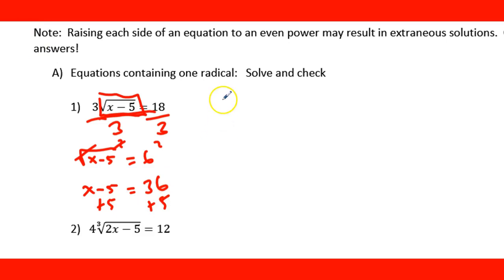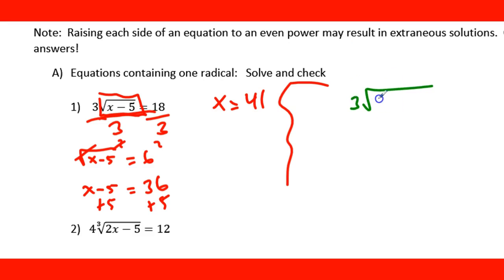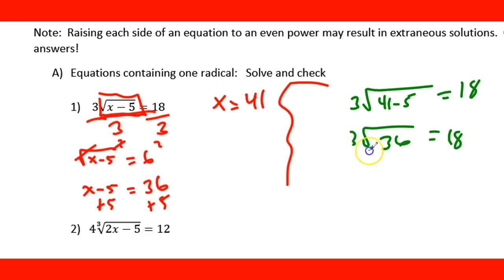Once you add 5, you get x equals 41. All right. Now check. This is the other part, solve and check, where we check it. So when I check it, you have 3 times the square root of 41 minus 5, and that should equal 18. So we have 41 minus 5. That's 36. The square root of 36 is 6. Oops, I'm tripping. That equals 6. And that's 18. So that checks out. That works out, okay?